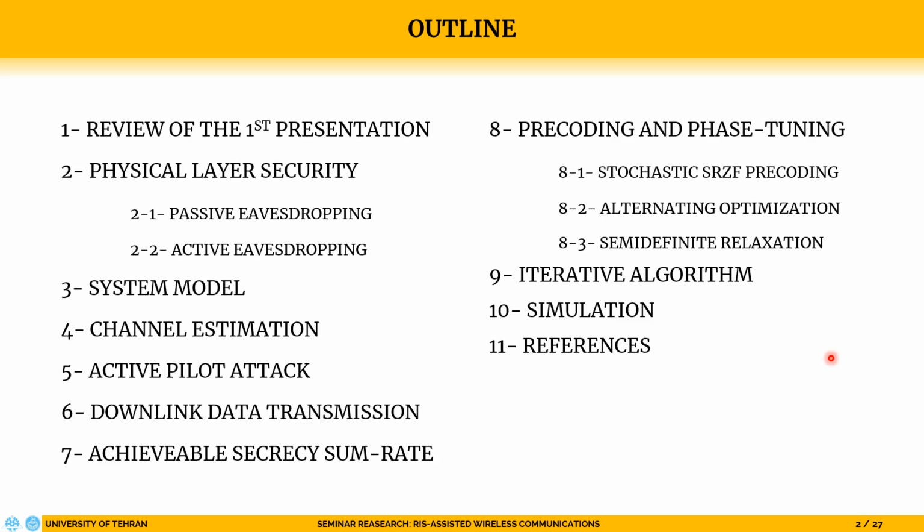We first review some of the fundamentals of the first presentation. Then we go to the physical layer security, which contains passive eavesdropping and active eavesdropping. We introduce a system model for this specific project and investigation. Then we investigate a method for channel estimation in the IRS-assisted wireless networks.